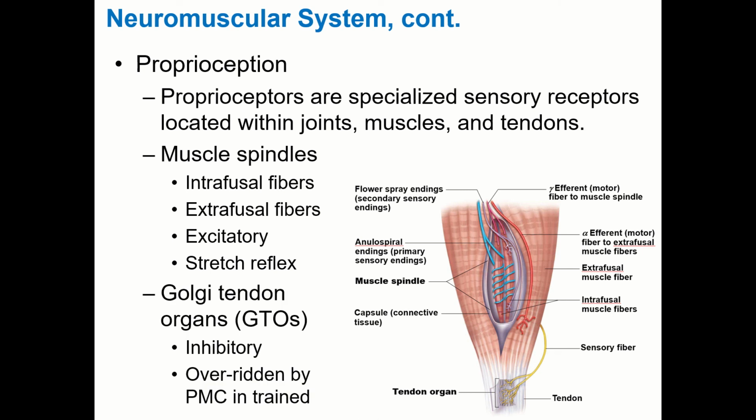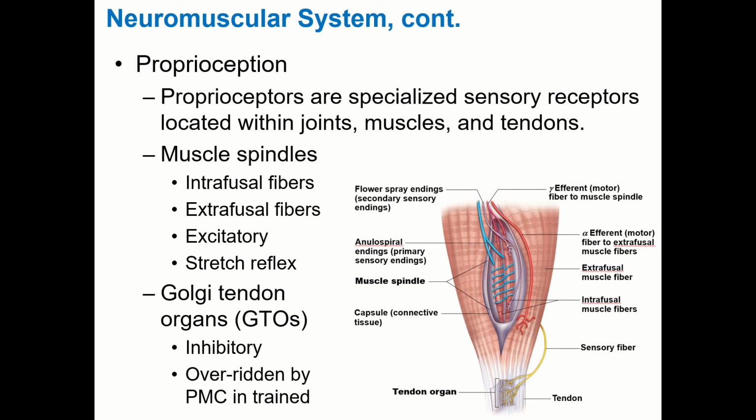Golgi tendon organs, on the other hand, and the tendon organ is pictured down here in yellow, as you would expect, they're part of the tendon, but they do the opposite, at least with respect to muscle contraction. Golgi tendon organs detect the amount of tension in a muscle, and if the amount of tension in a muscle gets too high, they cause reflexive relaxation. They cause the muscle to stop contracting. The idea is to keep the muscle from generating so much tension that it becomes damaged.